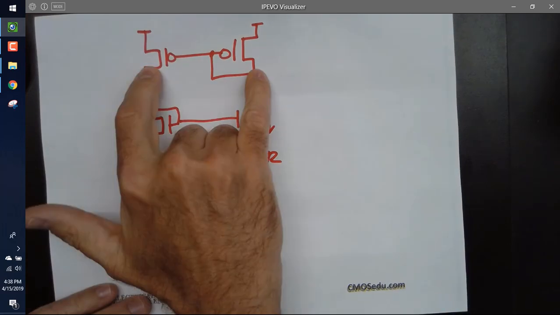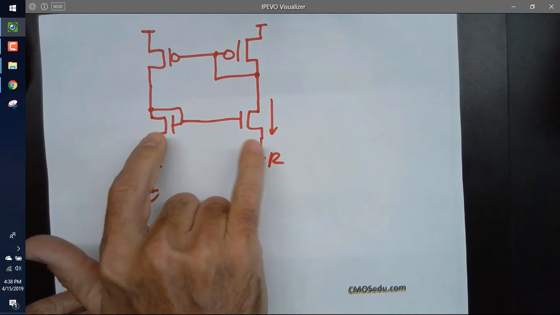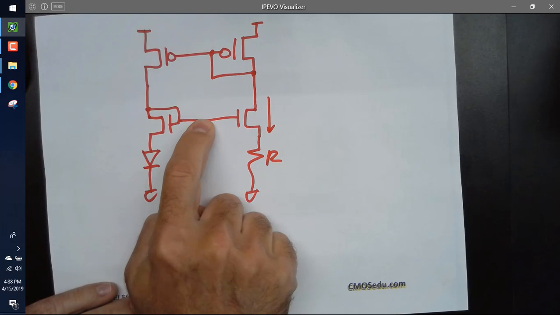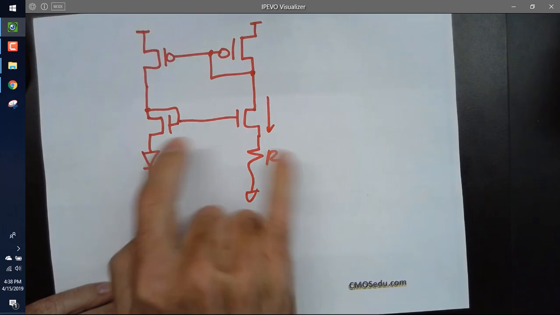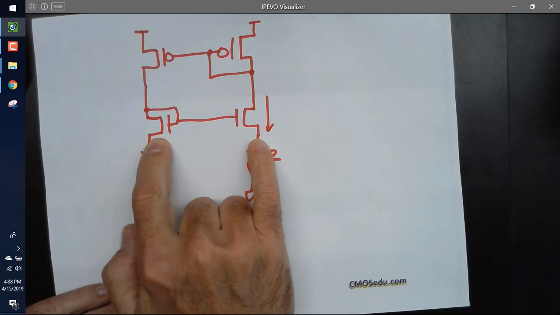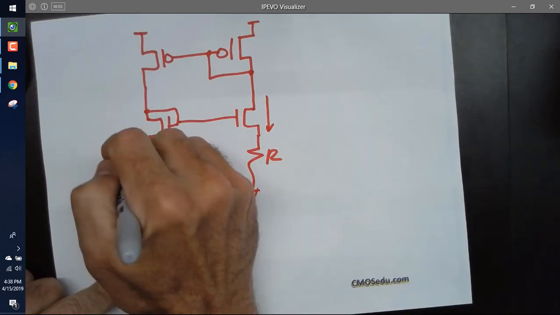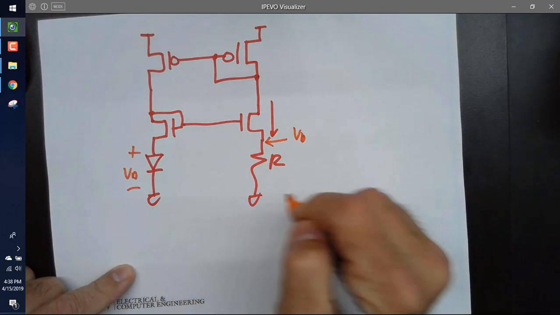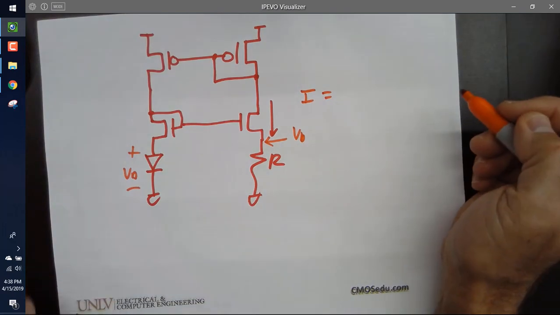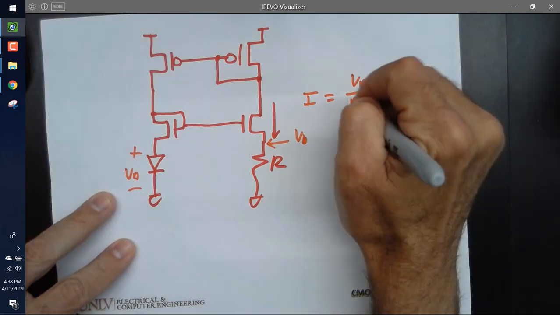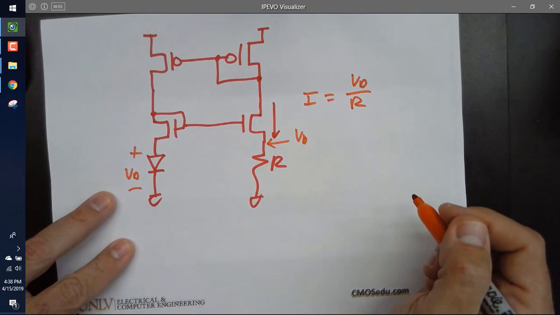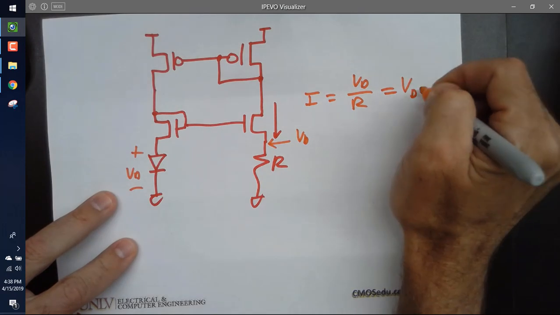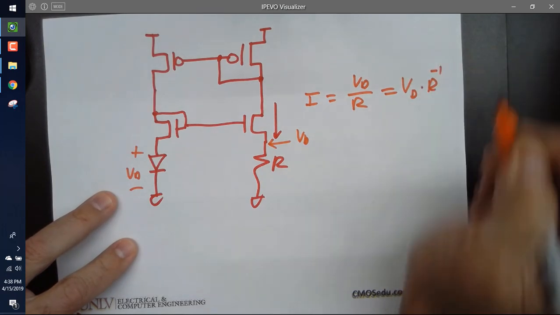Well, won't this force the same current through both sides? So if there's the same current, won't these have the same VGSs? Isn't this voltage the same between both NMOS? So won't these two voltages have to be the same? So if I call this voltage V diode, what's this voltage over here? So what's the current, I? Easy? Or would you be okay if I wrote V diode times R to the minus 1?